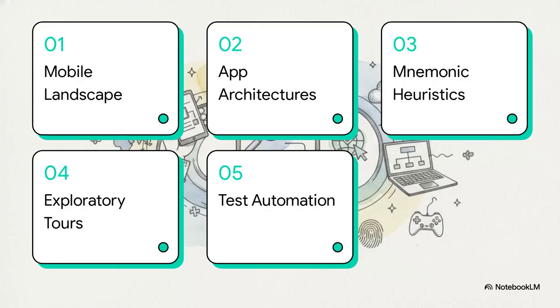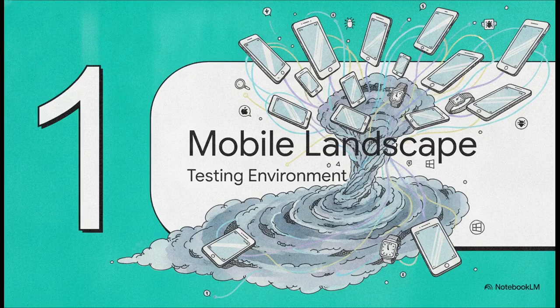So, here is our roadmap for today's explainer. 1. The mobile testing landscape. 2. App types and architectures. 3. Mnemonic heuristics for testing. 4. Exploratory testing tours. And finally, 5. Mobile test automation. Okay, let's jump right into part 1.